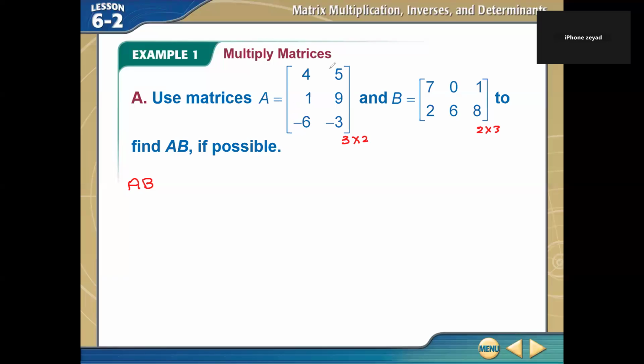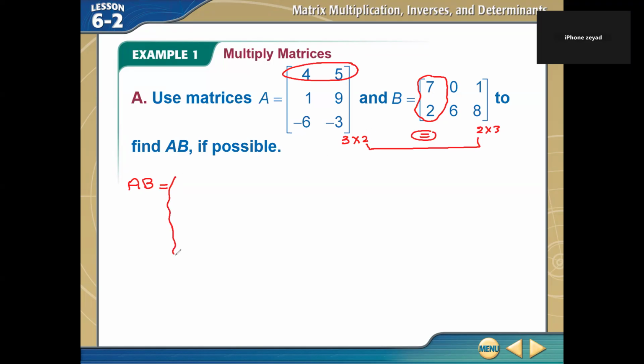To multiply, we will take a row with a column. We first check: the number of the columns of the first matrix is equal to the number of the rows of the second matrix. They are equal, so it's possible to multiply. Now we can multiply and make the answer. Pay attention: the order of the answer will be 3 times 3.